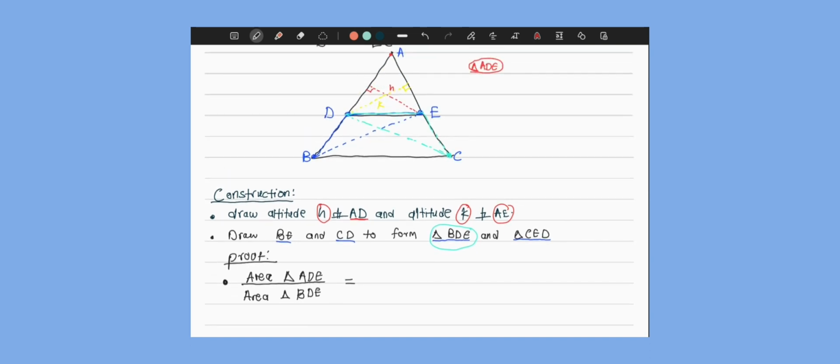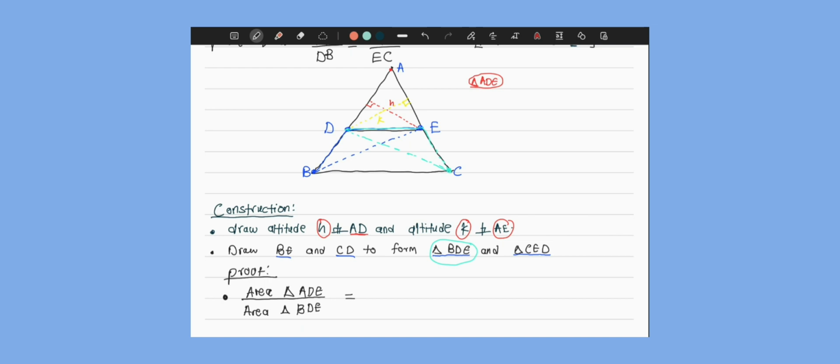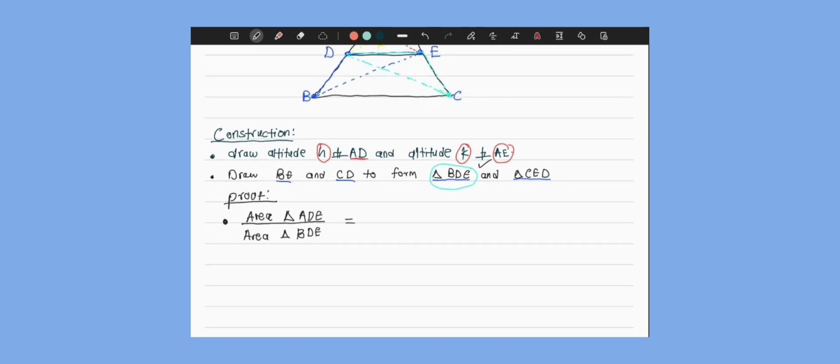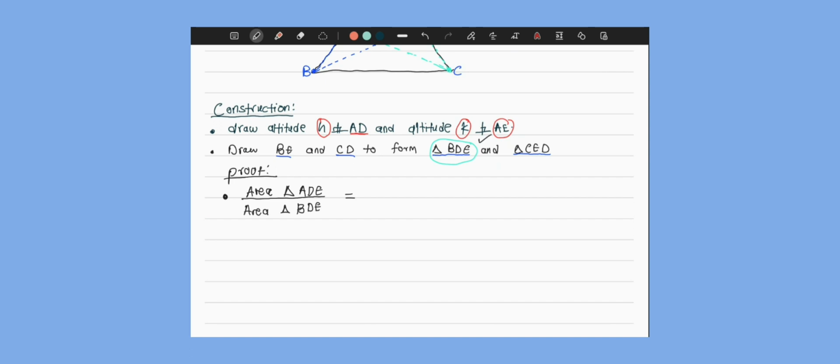So let's go back to the diagram and check the triangles that we are using here. The area of triangle ADE. ADE is the first triangle. Remember we drew the altitudes H and K in the triangle ADE. This is the triangle ADE, divided by the area BDE. BDE is the one that I constructed here. You can see this is the BDE here. Remember that the area of a triangle is equal to half base multiplied by height.